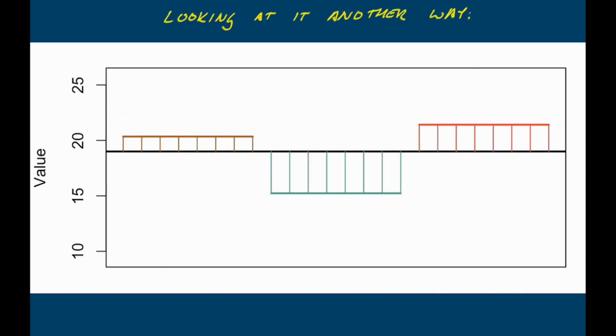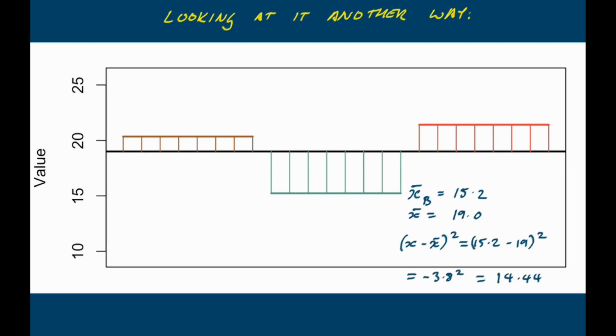And the treatment sum of squares is simply the difference between the group means and the grand mean for each data point squared added together. So if we go back to that data point there, the group mean is 15.2, the grand mean is 19. So for that particular data point, its contribution to the treatment sum of squares is minus 3.8 squared, which is equal to 14.44. And we would do that for every data point in our variable again to give us the treatment sum of squares, or we can just calculate the treatment sum of squares by subtracting the error sum of squares from the total sum of squares.